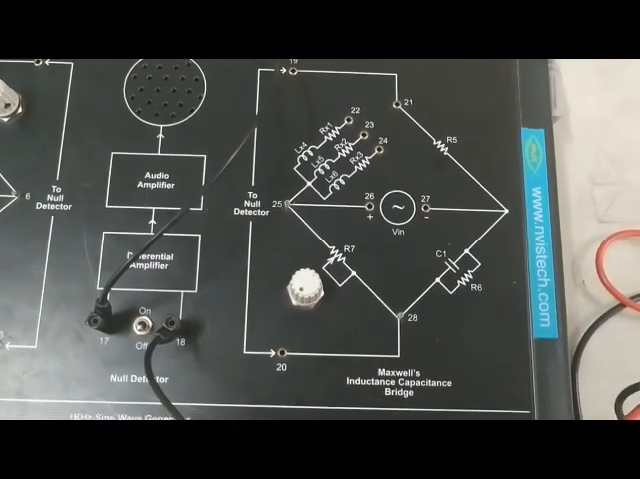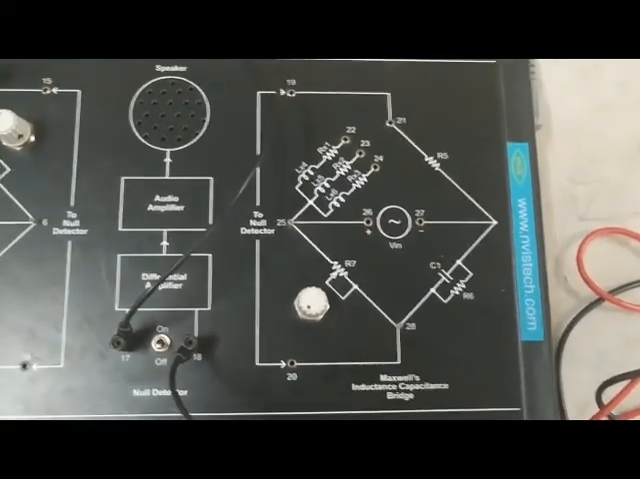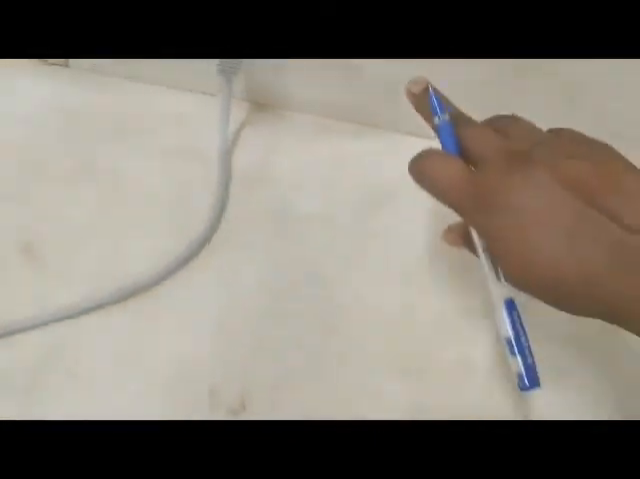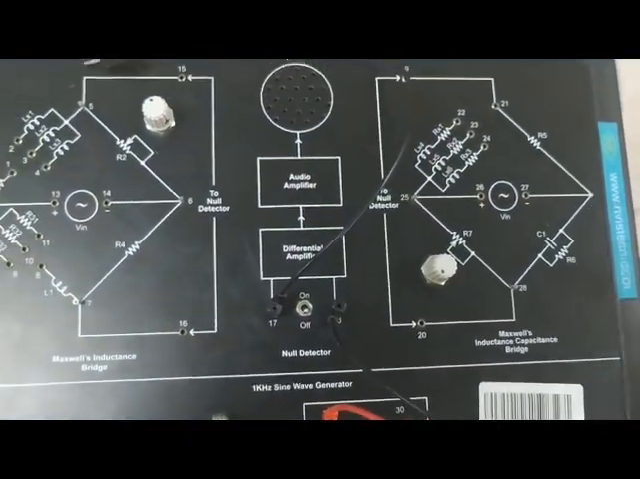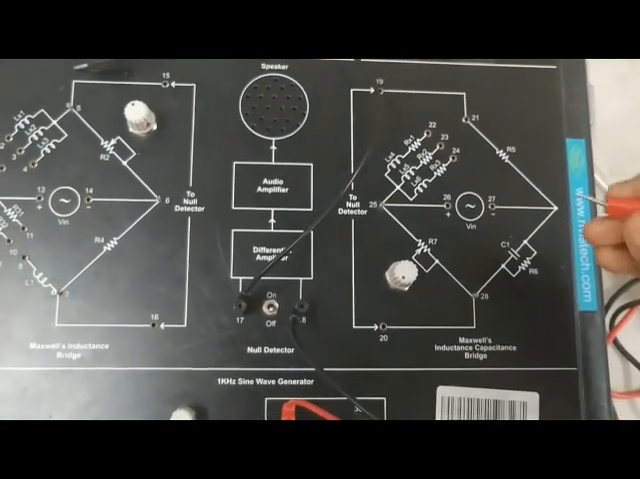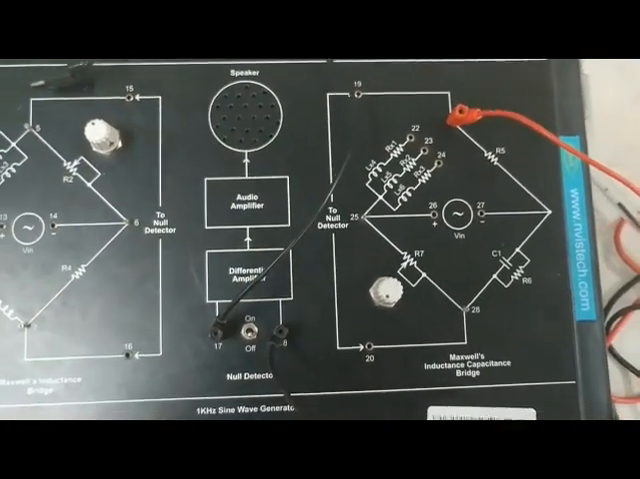Maxwell inductance capacitance bridge. This bridge is used to calculate the Q factor. So first switch on the main supply, then connect the patch cords 21 to 22.